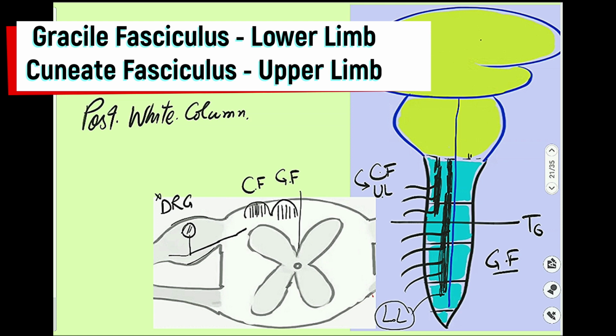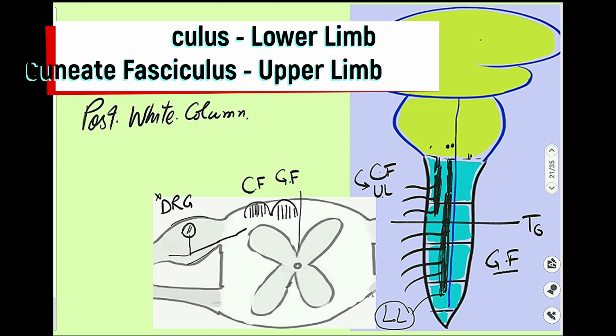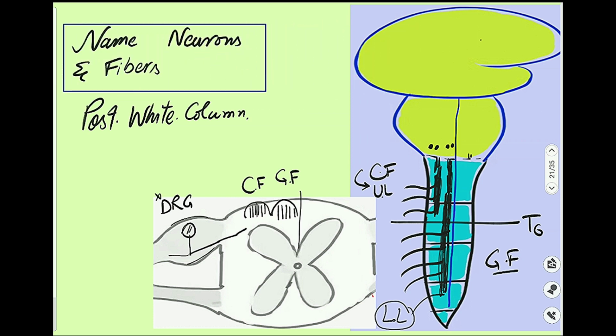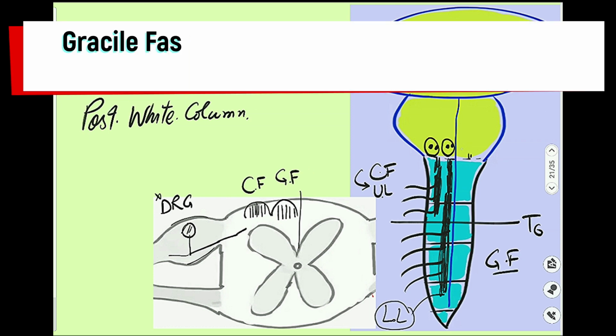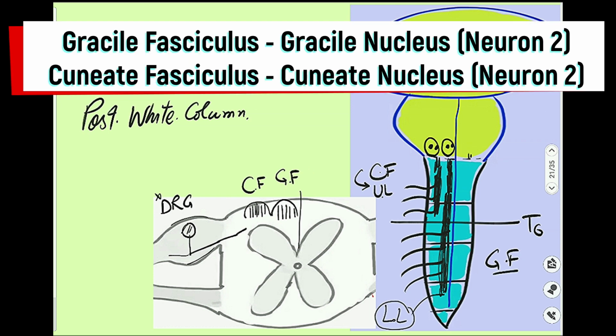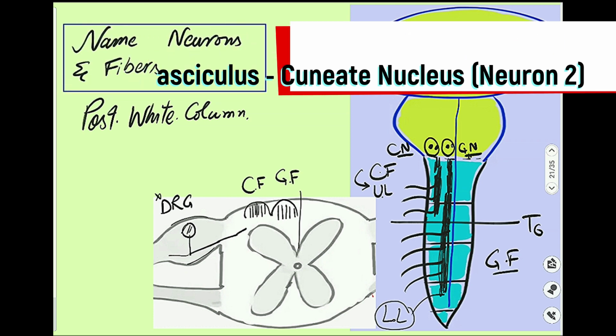Here they will have the second order neuron. In front of the medial bundle there will be neurons known as the gracile nucleus, and in front of the lateral bundle there will be second order neurons known as the cuneate nucleus. So there are separate bundles of second order neurons in front of the gracile fasciculus and the cuneate fasciculus. In front of the gracile fasciculus they are known as the gracile nucleus, and in front of the cuneate fasciculus they are known as the cuneate nucleus. So these are the second order neurons.